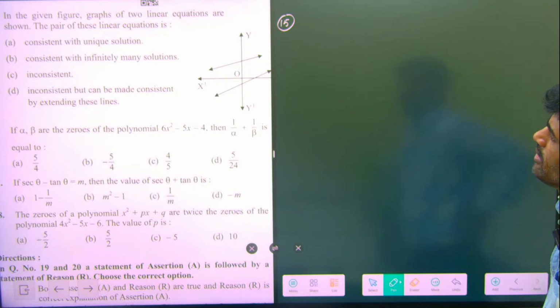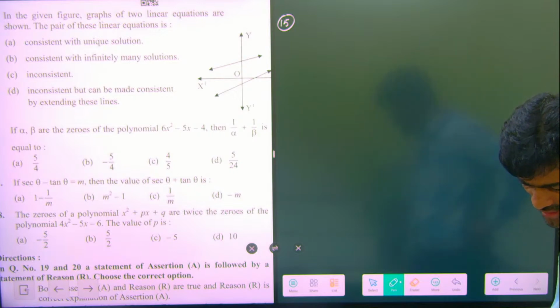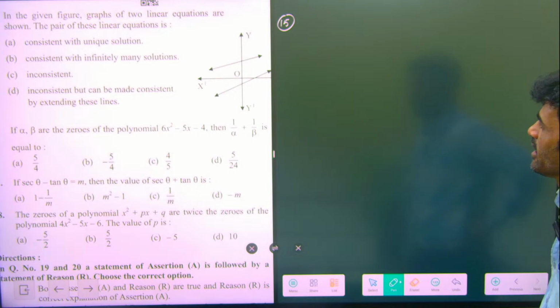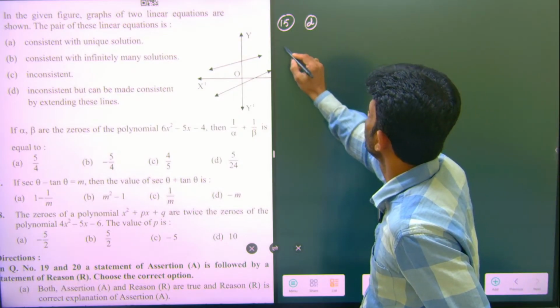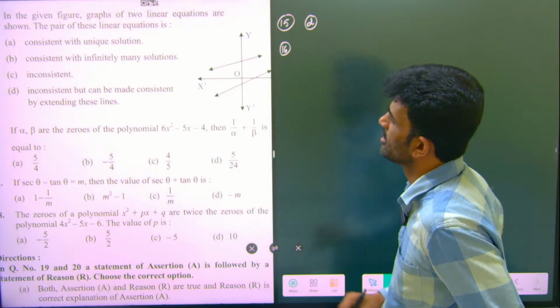What type of lines are they? See, they do not have a solution, so they are not consistent. They are not coincident, so they do not have infinitely many solutions. Inconsistent, they are not parallel also. So what we can say, inconsistent but can be made consistent by extending the two lines. If you extend them, they will intersect. So option D is correct. If you extend them, they will intersect at some point, they will become consistent.